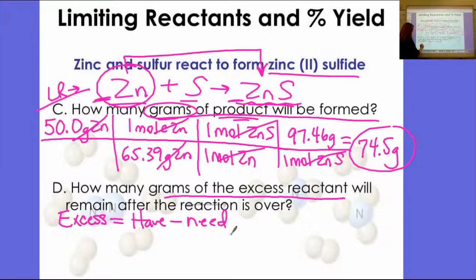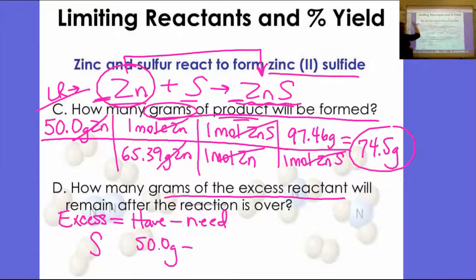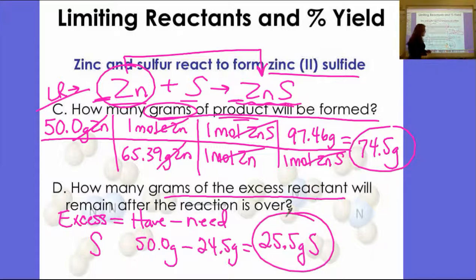But if my excess equals have minus need, and this was for sulfur, I had 50 grams. Going back to Part B, I only needed 24.5, so 50 minus what did I need? 24.5 gives me an excess of 25.5 grams of sulfur. So again, if I was in industry, this is where I'd use my stoichiometry. I would never start this reaction with 50 grams of sulfur because I wasted 25.5 grams more than I actually used.